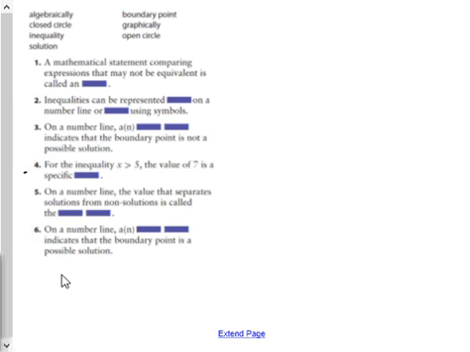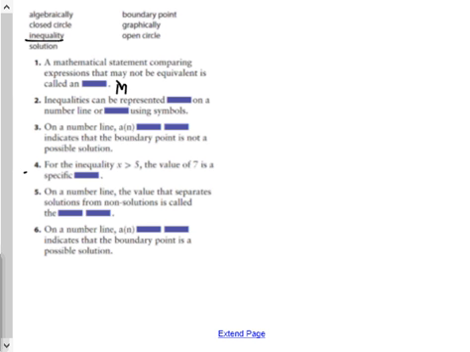Okay, this is your Chapter 9 review on inequalities. The first 6 questions are your vocabulary. It says, number 1, a mathematical statement comparing expressions that may not be equivalent is called an inequality. So inequality right here. Inequality is your first one.